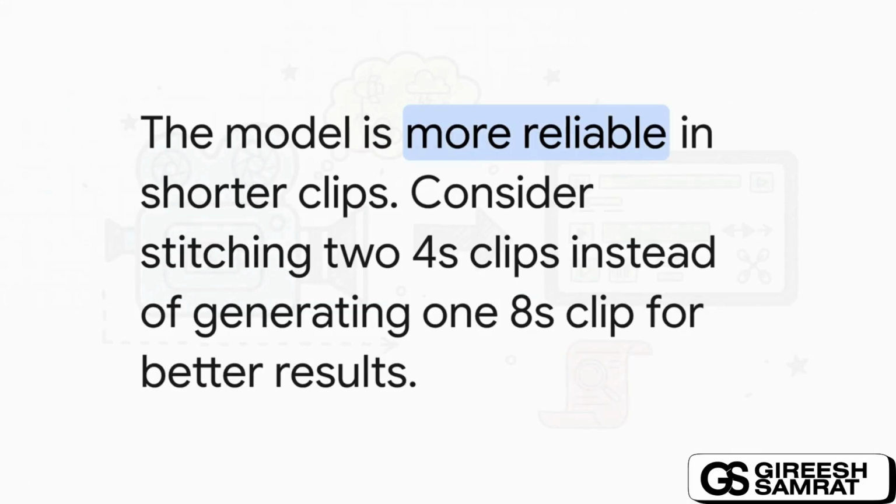You might be tempted to just generate a long 8 or 12-second clip all at once. But what they've found is that the model is way more reliable and follows your instructions much more closely in shorter clips. So if you need an 8-second shot, try generating 2 separate 4-second clips. Yeah, it's a little extra work to stitch them together later, but you'll probably get a much better, more controlled result. Trust me on this one.